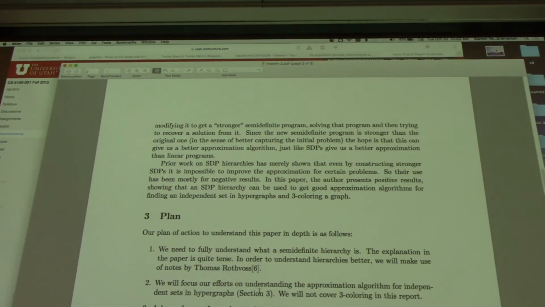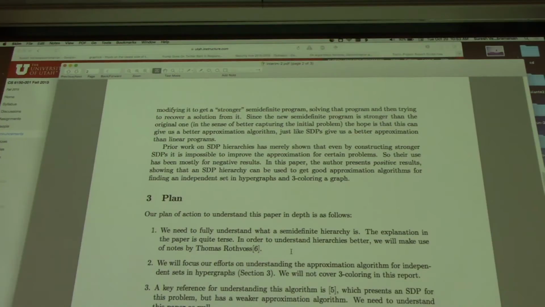This is an interesting point here. We will focus our efforts on understanding the approximation algorithm for independent sets and hypergraphs. We will not cover tree coloring. So again, this paper has two results. It has a new approximation algorithm for this problem, independent sets and hypergraphs, whatever that means. It has a new result for tree coloring of graphs. I am deciding not to cover one and covering the other.